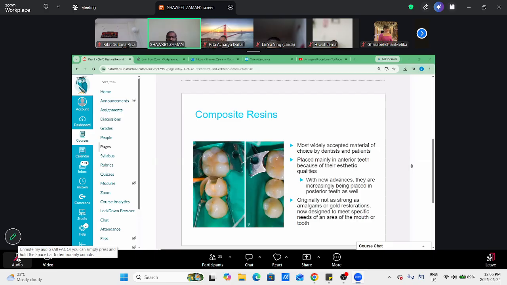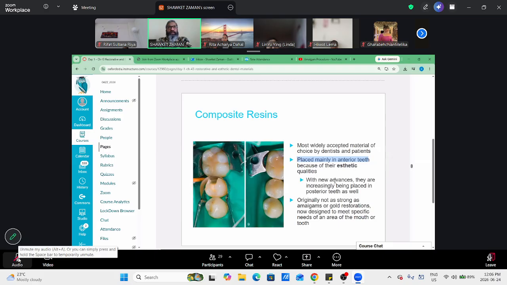With the new advantages, these materials are increasingly being placed in posterior teeth as well. At the very beginning of dentistry, it was used for the anterior teeth, because when we talk or smile, we usually see our anterior teeth. But due to the advancements of dentistry, it is also used for the posterior teeth.